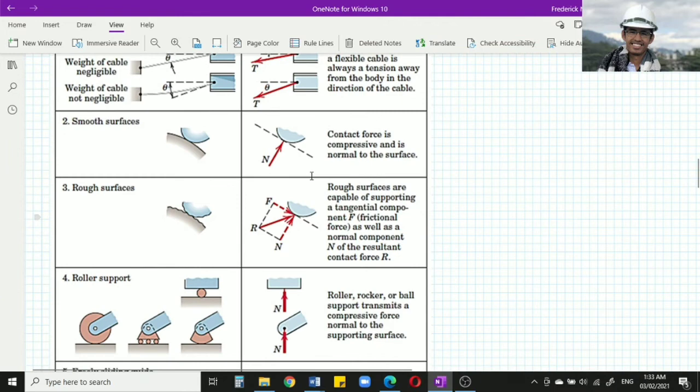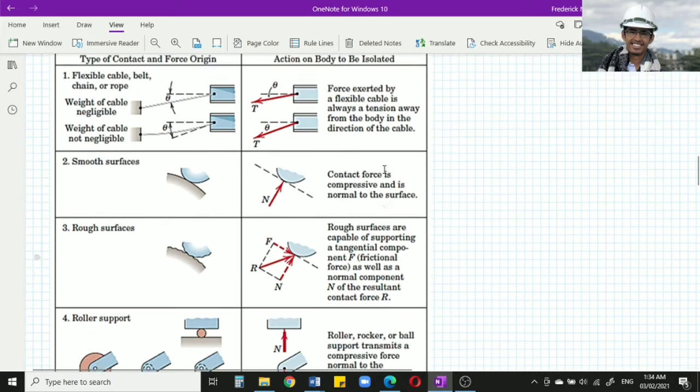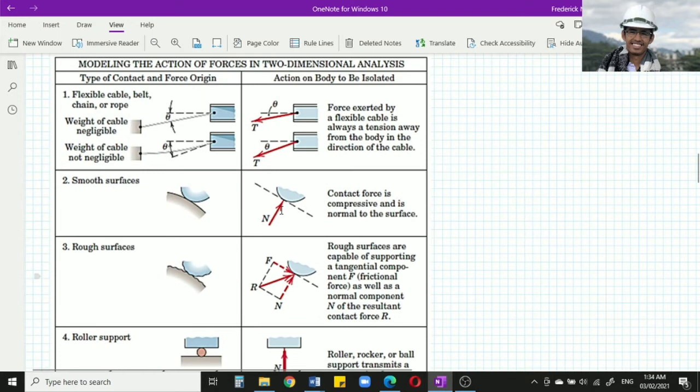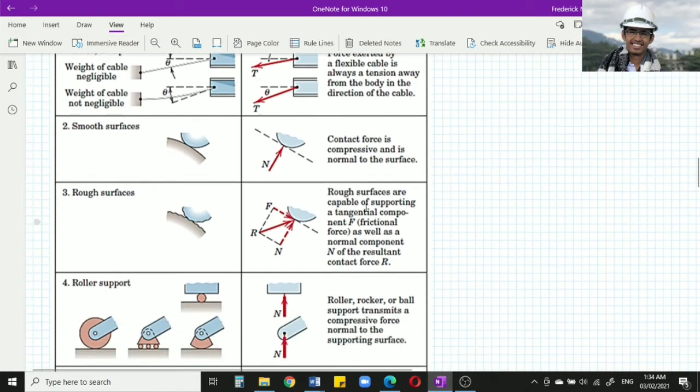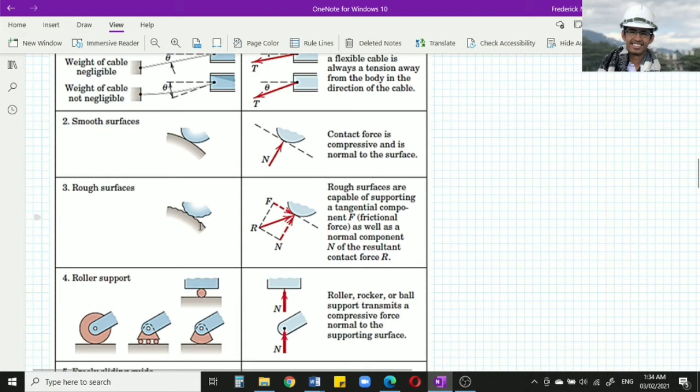Okay? And we have the smooth surfaces. So, kung makikita nyo, circle siya. So, smooth surface. Contact force is compressive and is normal to the surface. So, meron lang tayong, yung contact force niya is normal to the surface. Okay? And we have a rough surface. So, itong smooth surface, smooth siya. Ibig sabihin, isang point lang yung kanyang contact force. So, yung contact force niya will be normal to the surface.